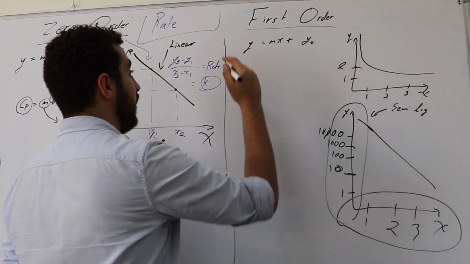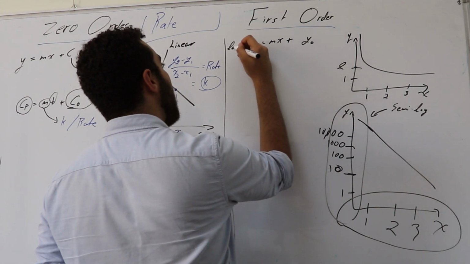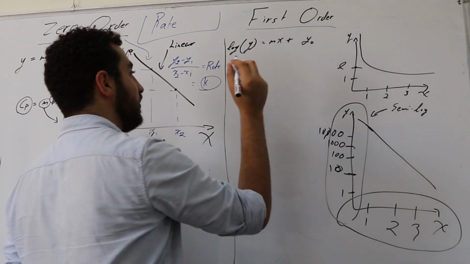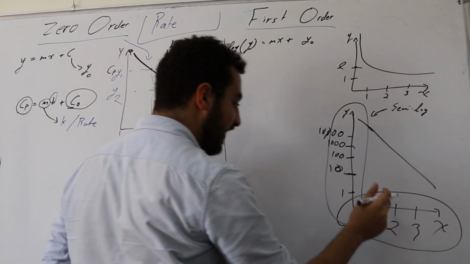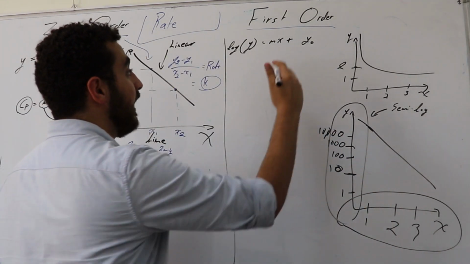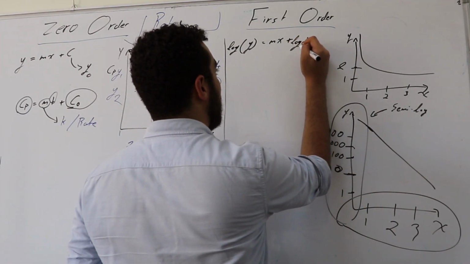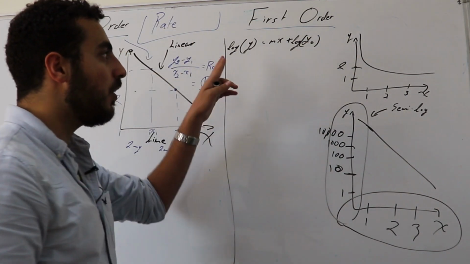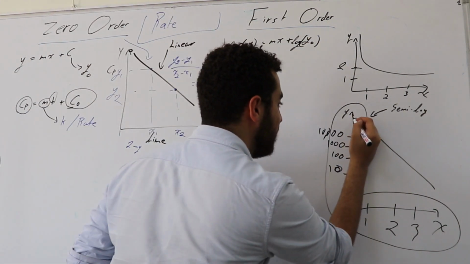This is a log scale, meaning that this is the log of y equal to the slope multiplied by the x, because the x-axis is a normal one, plus the log of the initial plasma concentration, or the initial point on the y-axis, this one.